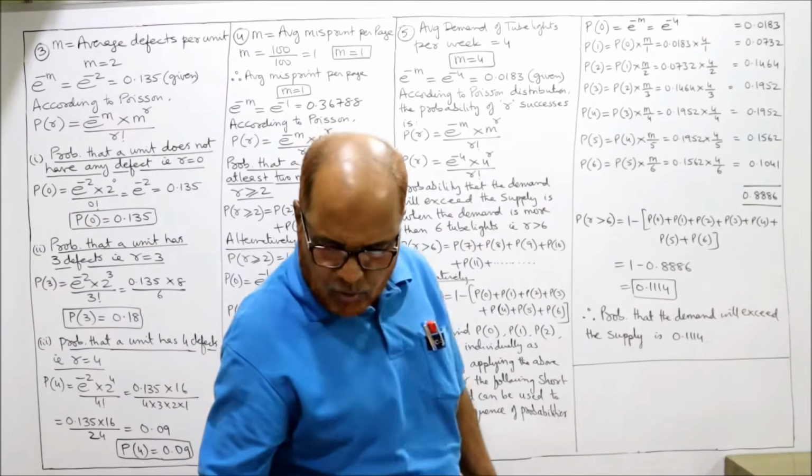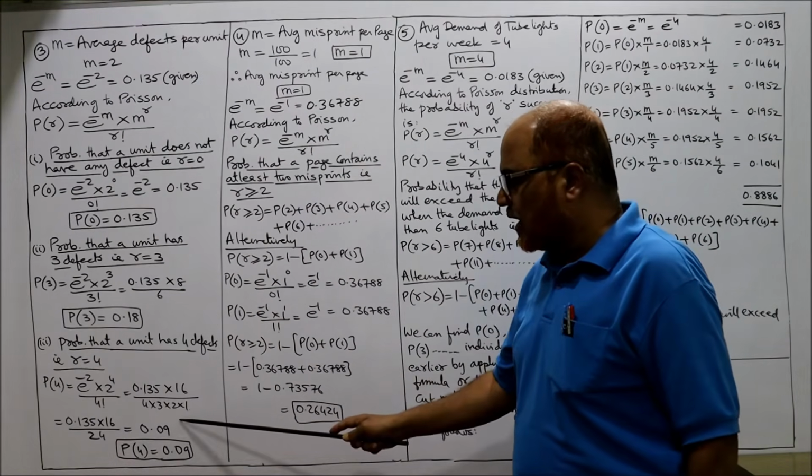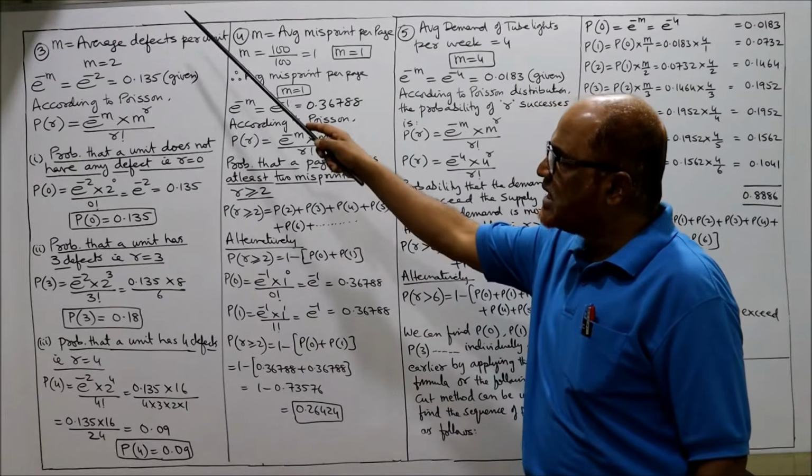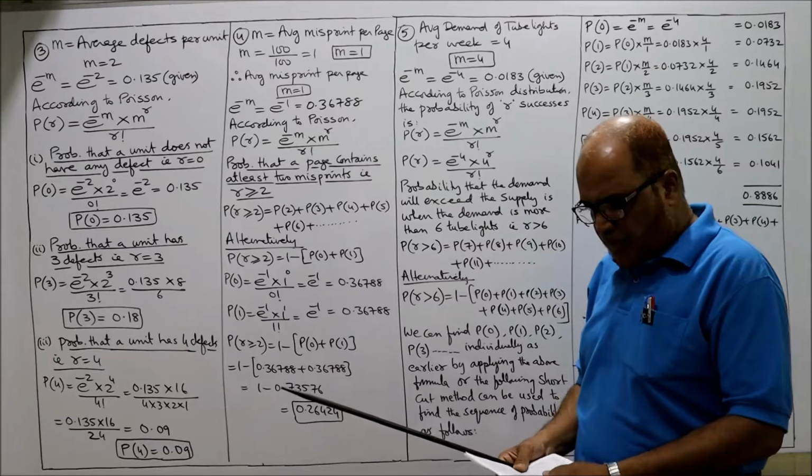4 3s are 12. 12 2s are 24. So the ultimate answer is 0.09. So P of 4 is 0.09. This is the end of problem number 3. Now see problem number 4.